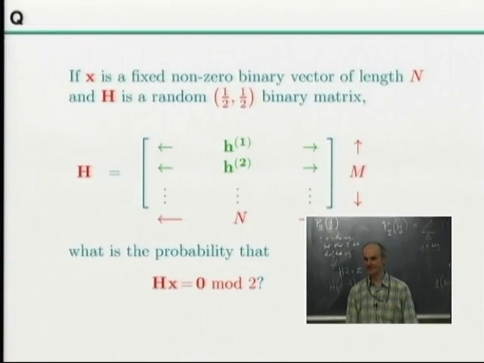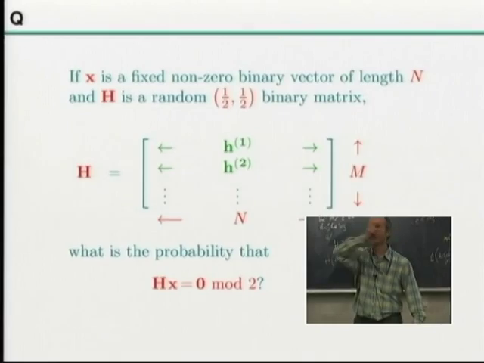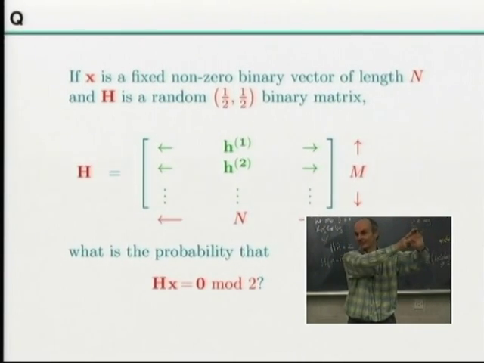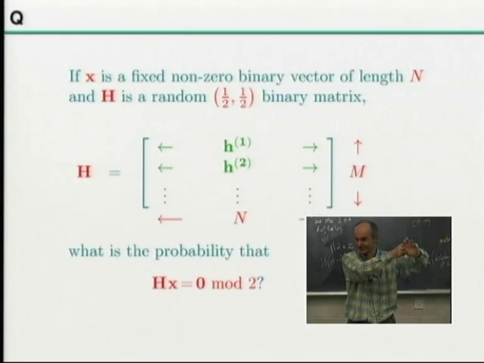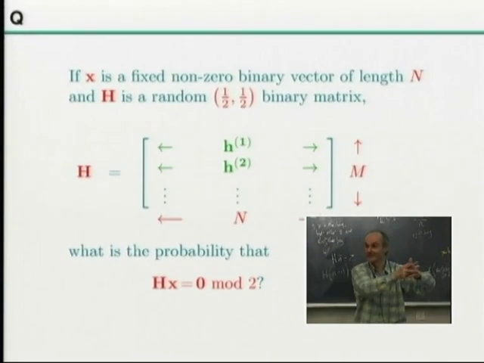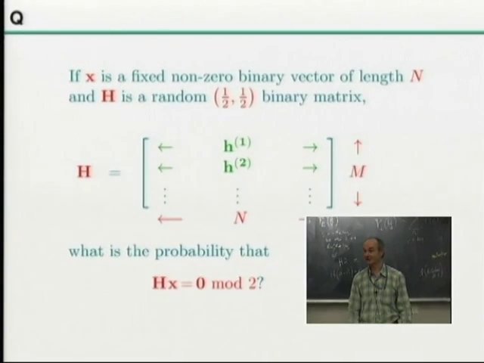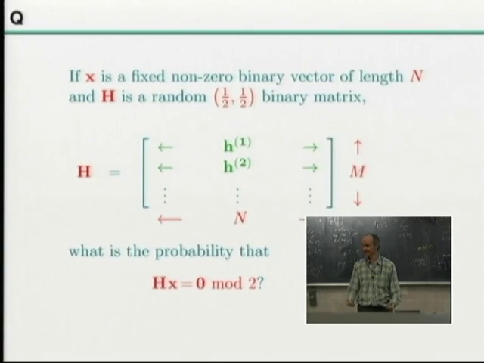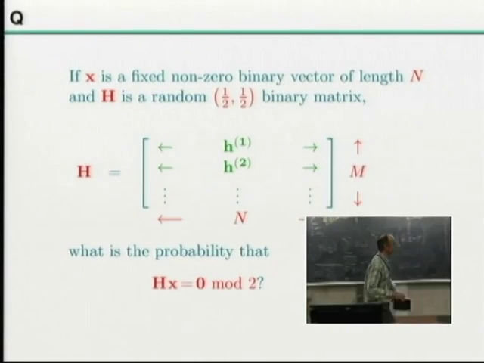X is fixed. I flip coins to determine whether the top thing comes out odd or even. And then I flip coins to determine whether the second one comes out odd or even. And it's 50-50 whether it's odd or even. And I flip coins for the next one. They're all independent of each other. So the probability that they all come out even, every single row, is? Half to the power m.